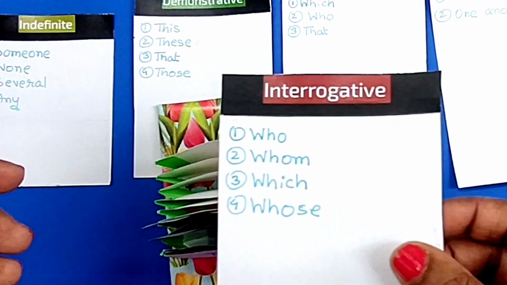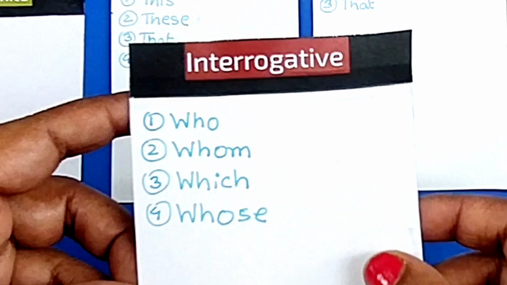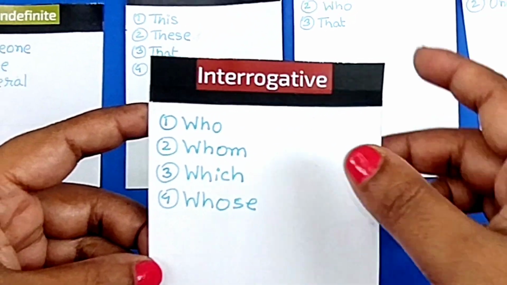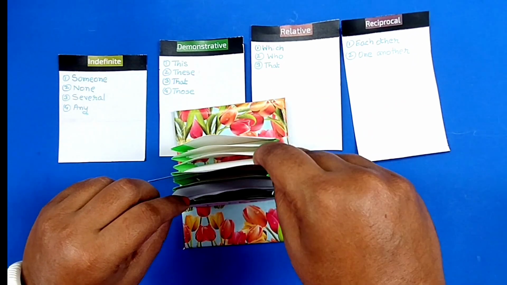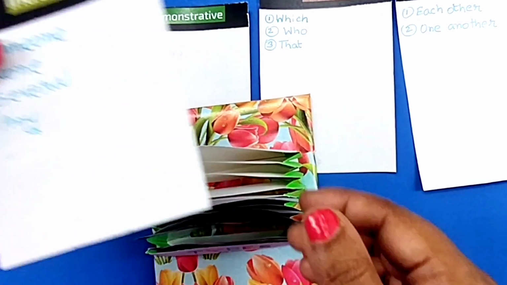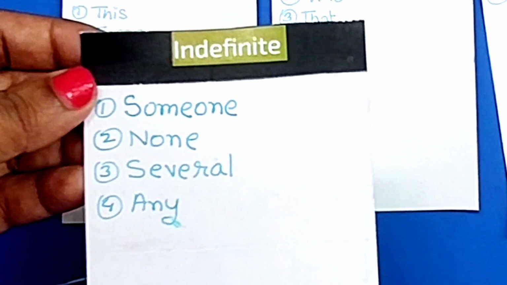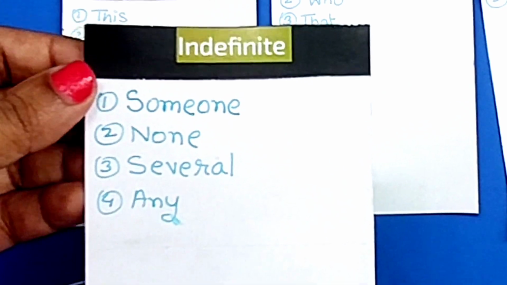Number 4, interrogative pronoun. Example: who, whom, which, whose, etc. Number 5, indefinite pronoun. Examples: someone, none, several, any, etc.